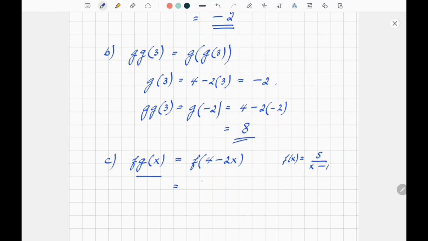Now this is where a little bit of algebra is going to come in. So 5 over 4 minus 2x minus 1. Just tidy that up. 4 minus 1 is 3 minus 2x. So it's 5 over 3 minus 2x. That is actually your answer. Simple as that.